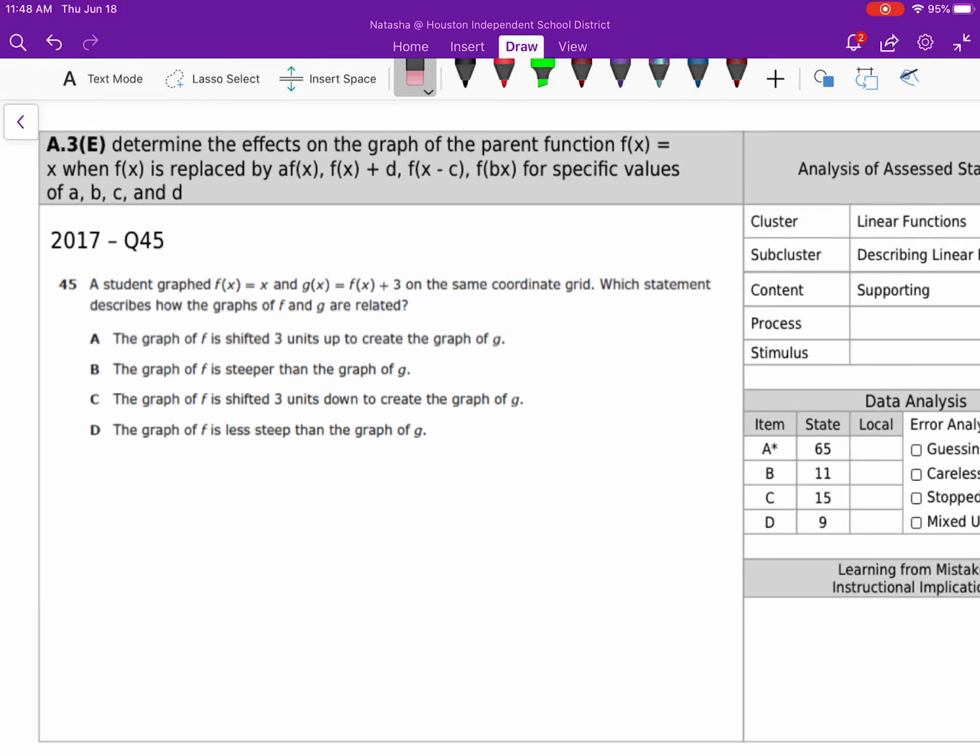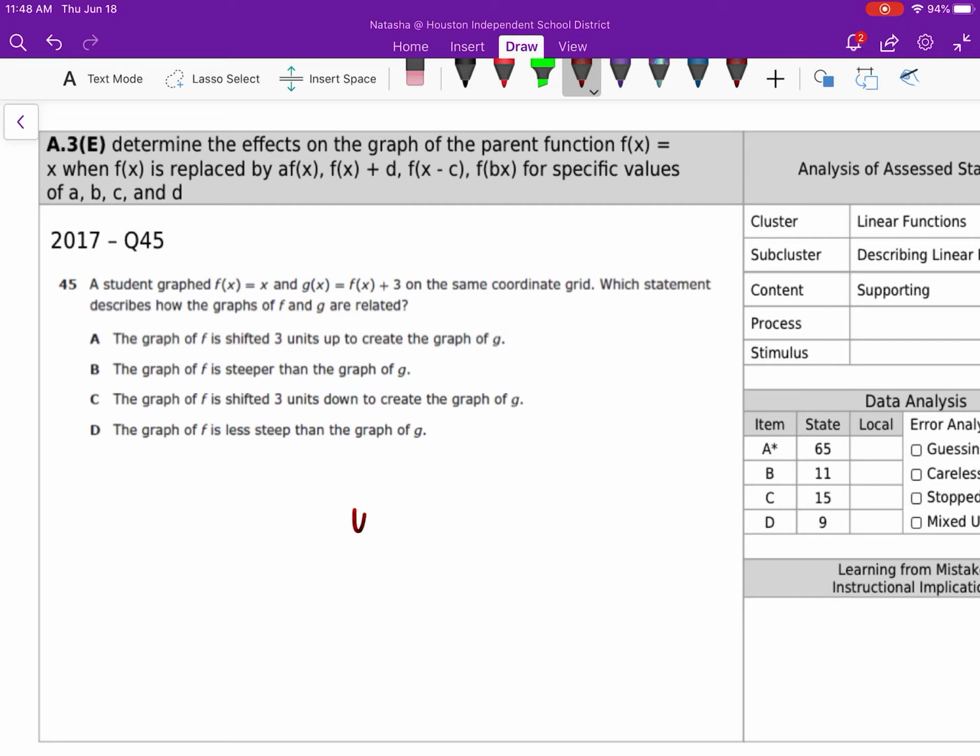All right, so on this question, we have the graph f(x) = x, and g(x) = f(x) + 3. All that means is that we took f(x) and we transformed it. In this case, we've shifted it, because that plus 3 shifts it up 3 units.